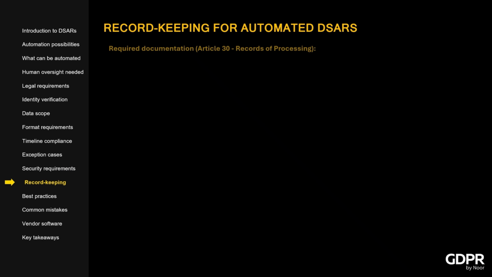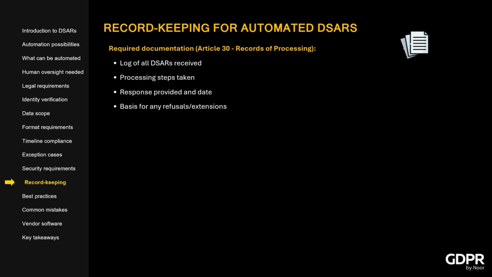Record keeping is essential for GDPR accountability. Under Article 30, you must document what happened with each DSAR. You need records of who submitted the request and when, how you verified identity, what data sources you searched, what you provided, and on what date, any refusals, extensions, or fees, and the reasons for them.